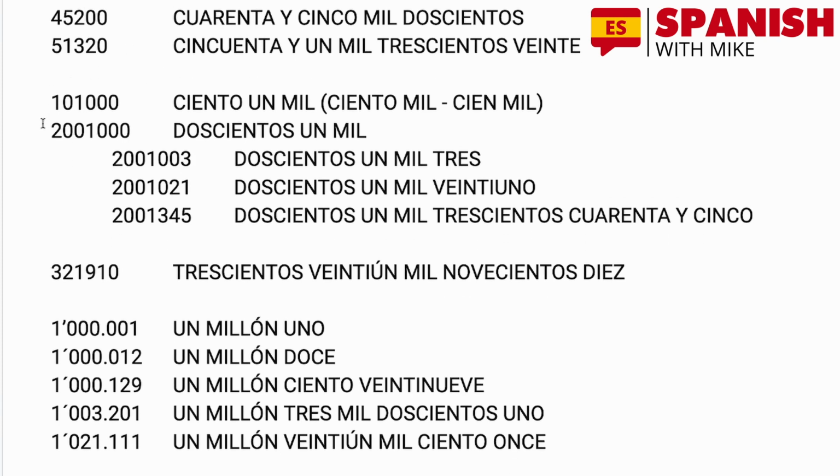When we move to the 100,000s, here we need to be careful because we have 101,000 and that's 101,000. We cannot say 100,000. This doesn't make sense, because 100,000 is just this number. So with this combination we have 101,000. Same here, 201,000. This is 200, 201,000.